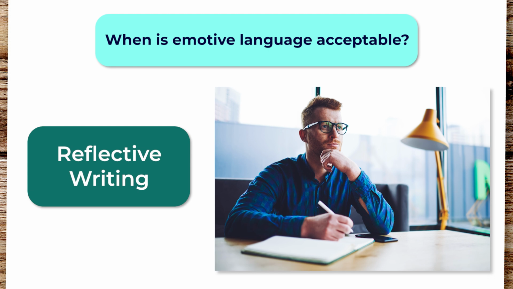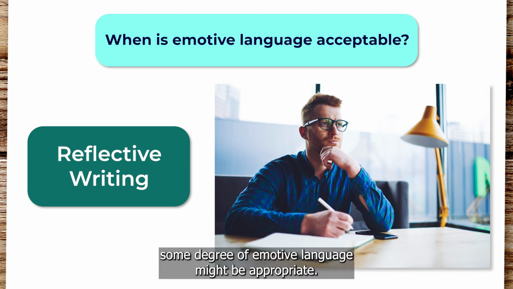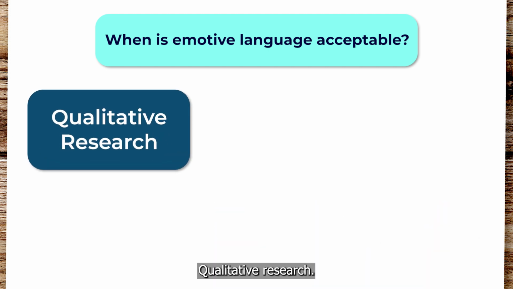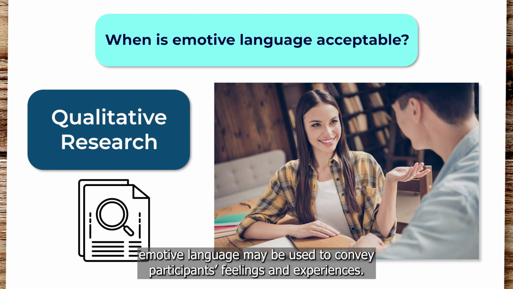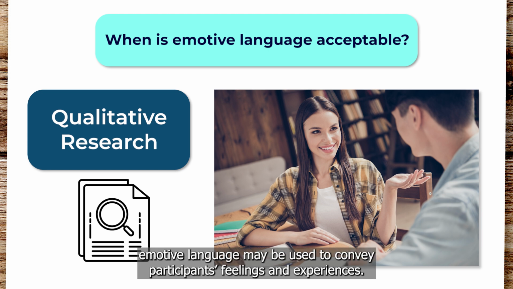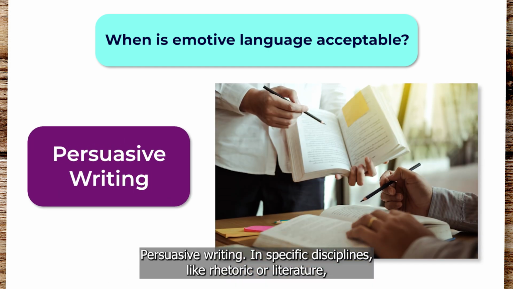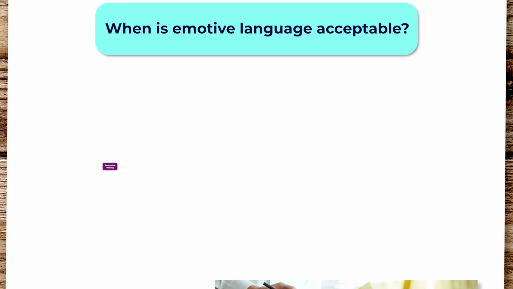Reflective writing: in personal reflections, or narrative sections, some degree of emotive language might be appropriate. Qualitative research: in reporting qualitative data, especially interview responses, emotive language may be used to convey participants' feelings and experiences. Persuasive writing: in specific disciplines like rhetoric or literature, where the goal is to analyze or use persuasive techniques, emotive language may be discussed or analyzed.